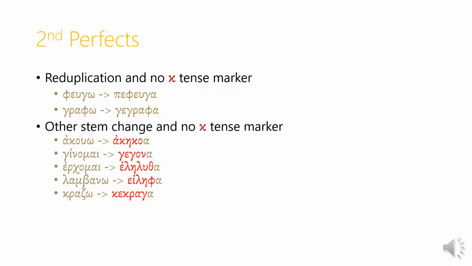In some cases, we have the kind of irregular stem change that we saw with some first perfects, but again, no kappa tense marker, and we consider these second perfects as well. So akuo becomes akikoa in the perfect. Ginamai becomes gegona in the perfect, I have become. Erkamai becomes elelutha, I have come, or I have gone. Lambano becomes elepha, I have taken. And kradzo becomes kakraga, I have called, or I have cried out.